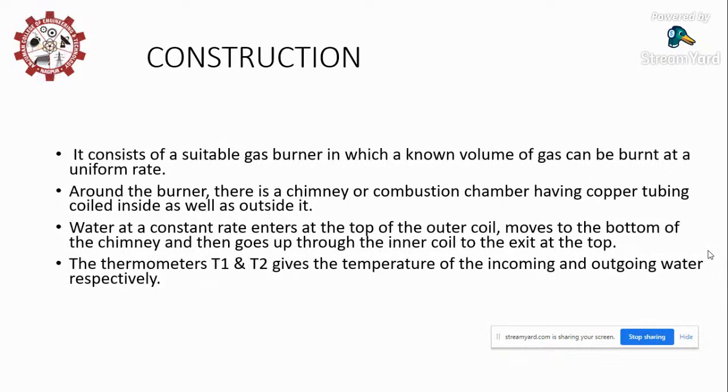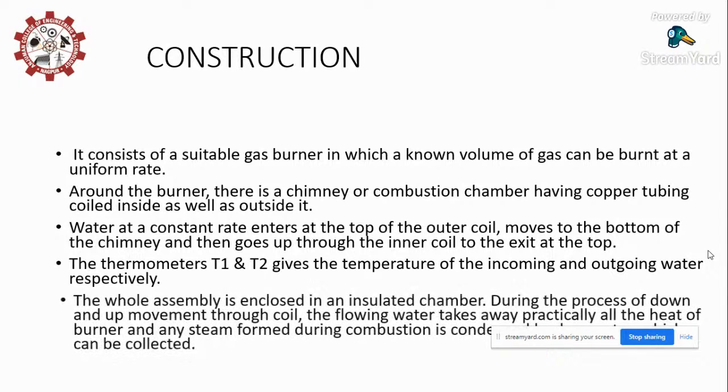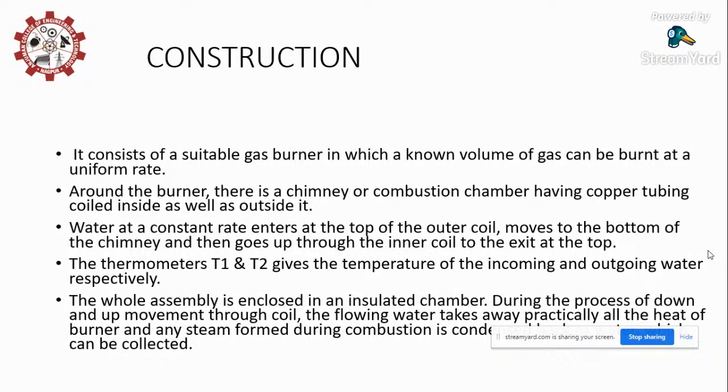There are two thermometers, T1 and T2, which give the temperature of incoming and outgoing water respectively. The whole assembly is enclosed in an insulated chamber. During the process of down and up movement through the coil, the flowing water takes away practically all the heat of the burner, and any steam which has been formed during combustion is condensed and collected at the base in the tray.